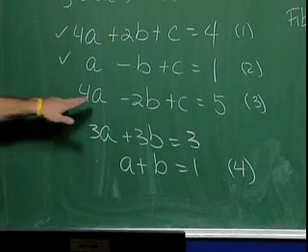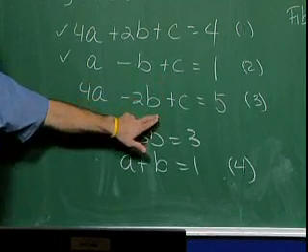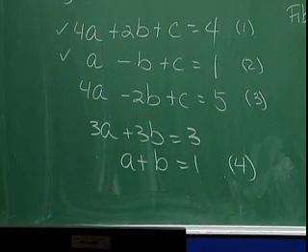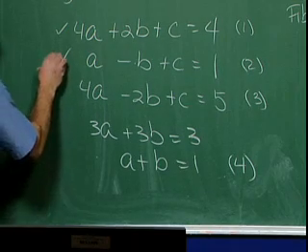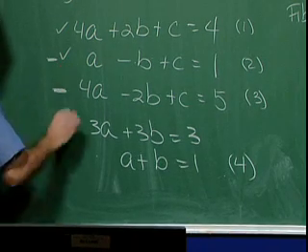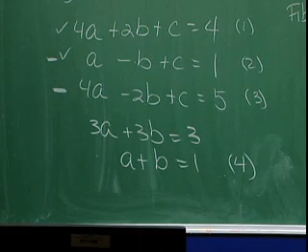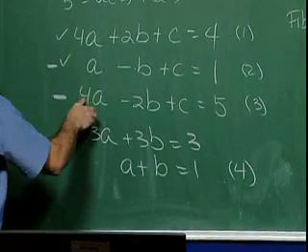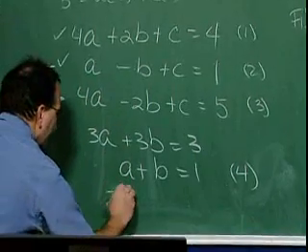Okay, now we're going to use equations 2 and 3 to eliminate the c value. And the way I will do that would be to take equation number 2 and 3 and subtract them. So, a minus 4a is negative 3a.